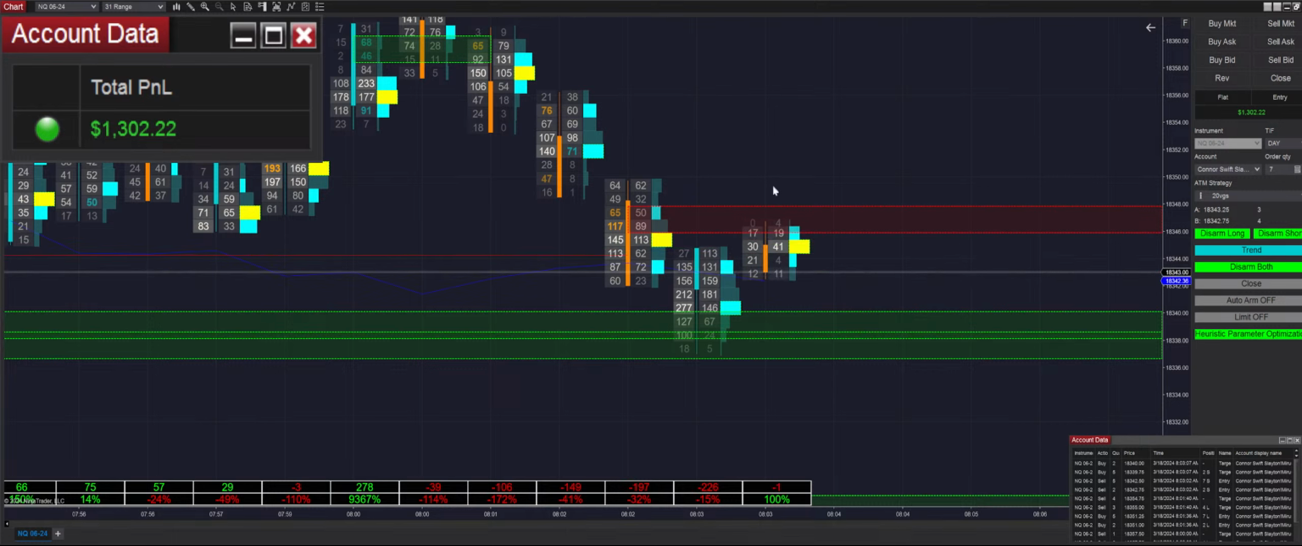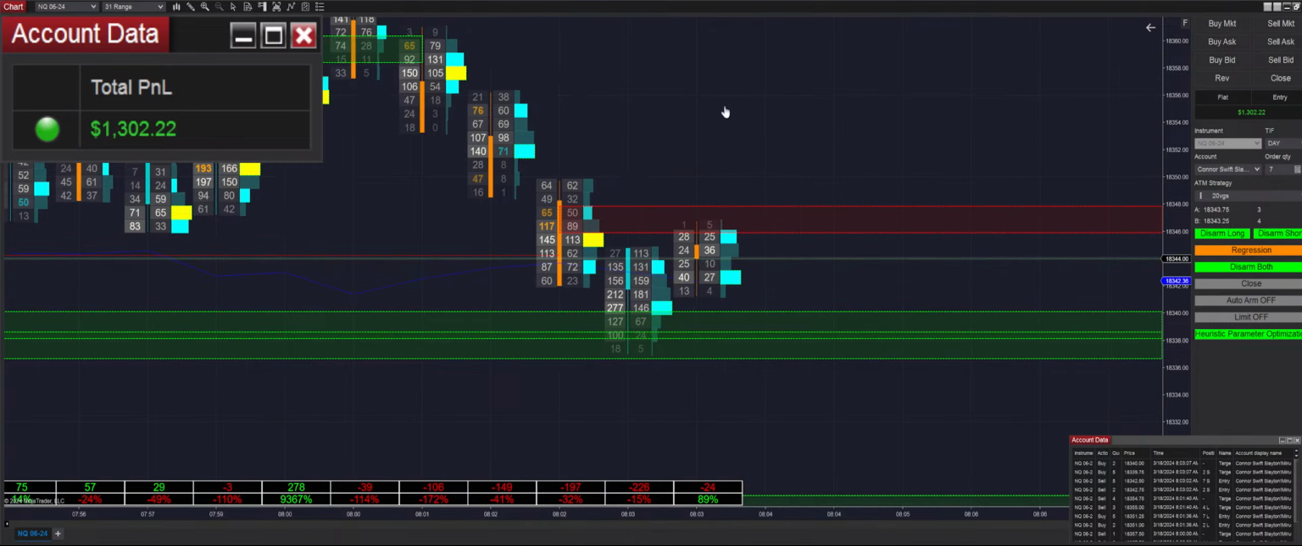See here, with the formation of this new range here, we are going to be switching it into regression mode. It's a pretty clear switch at that point.